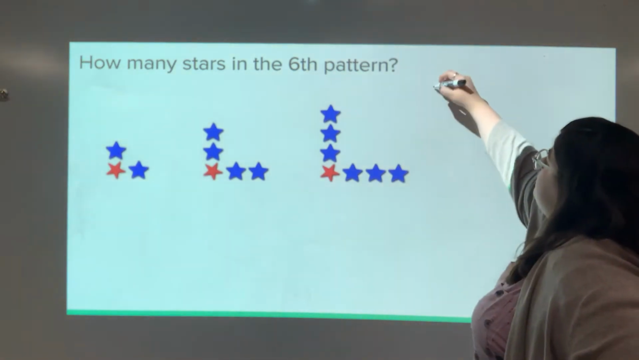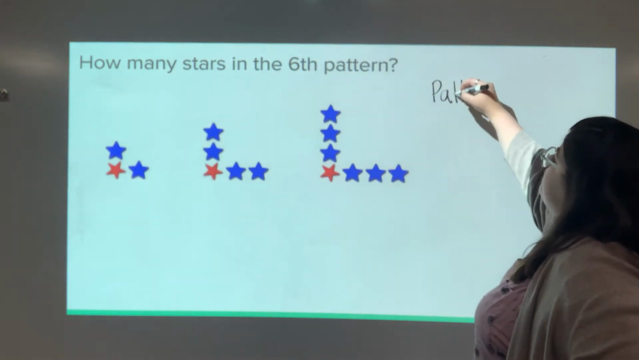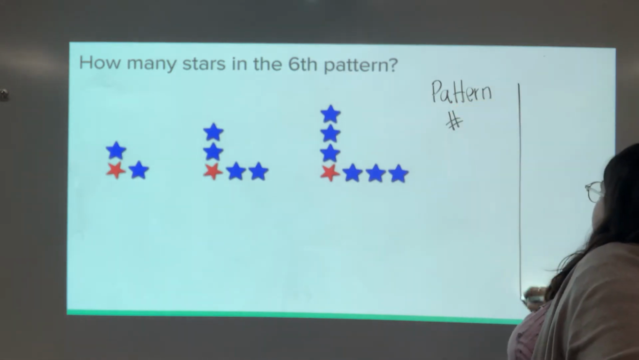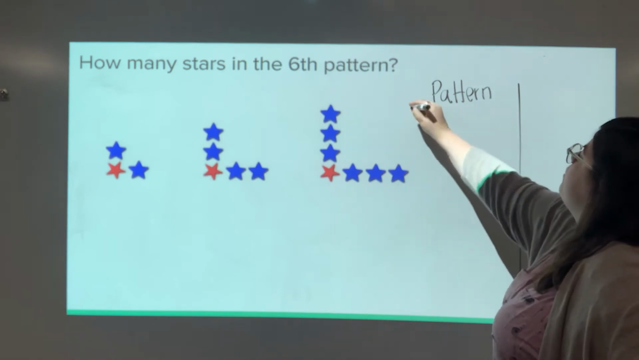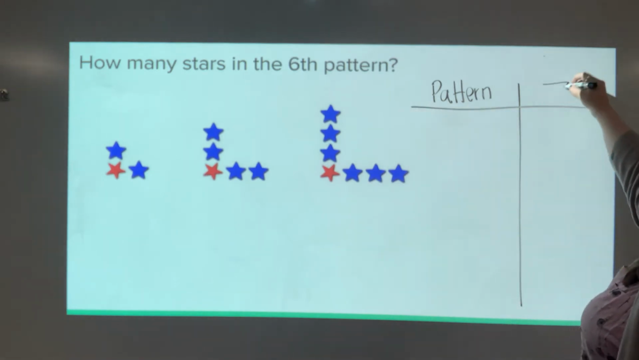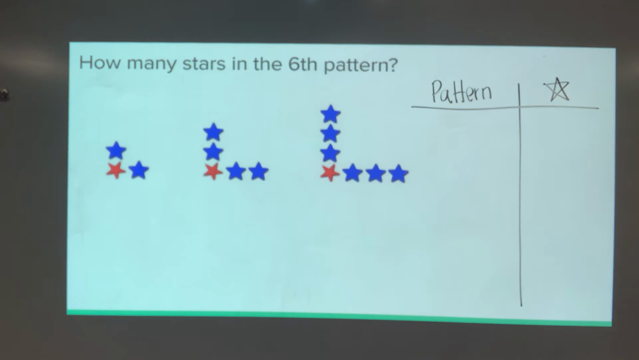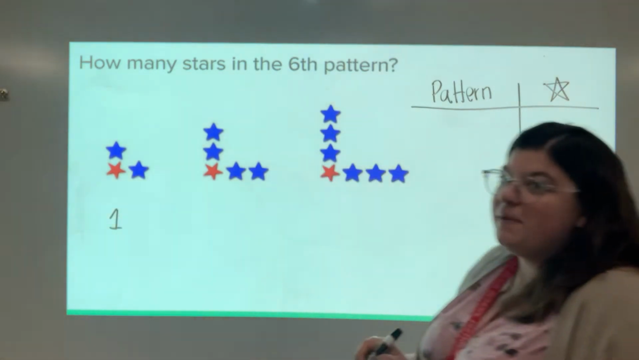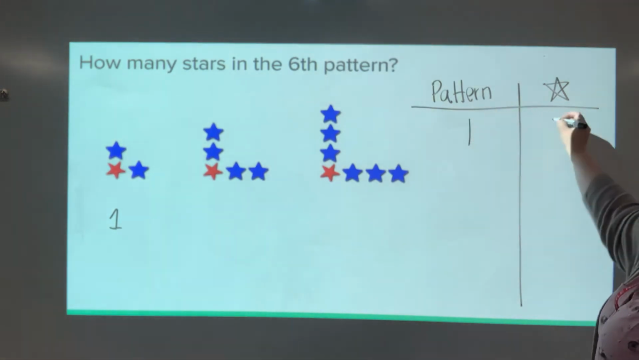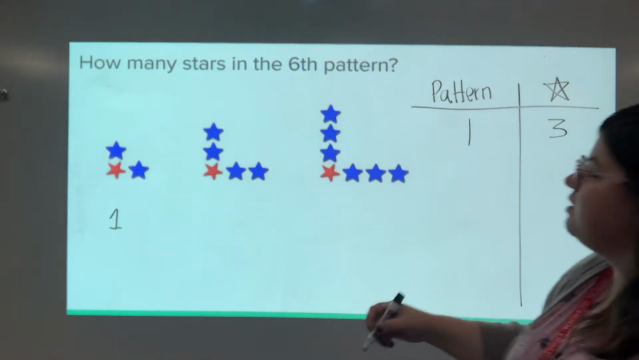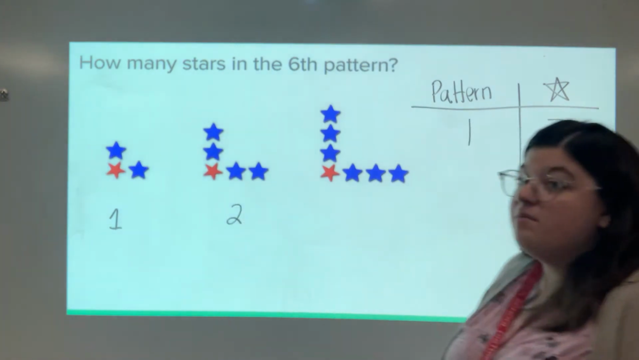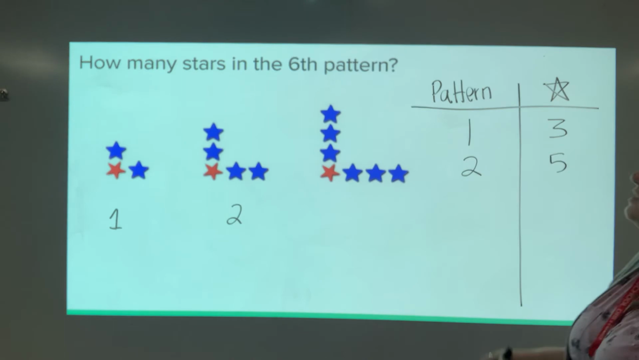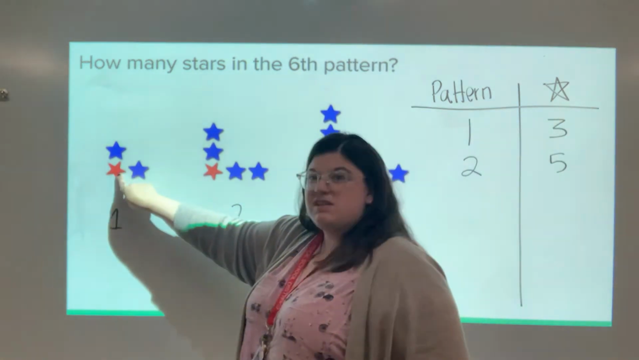I'm going to say the pattern number, or I'll just say the pattern, we know what we're talking about, and how many stars are in the pattern. So in the first pattern, check it out, there's the first pattern, you've got 3 stars. And the second pattern, okay, you can count them up, now we have 5. What is the difference between the first and the second? Okay, here I had this kind of corner star.